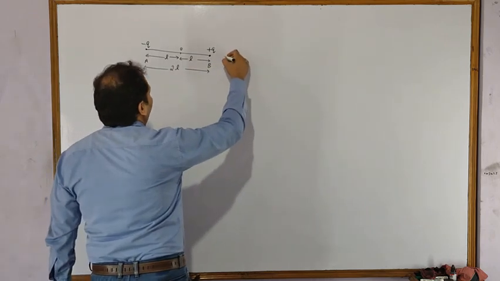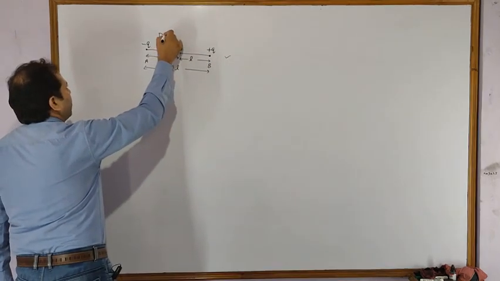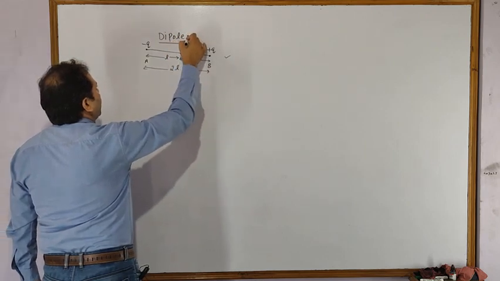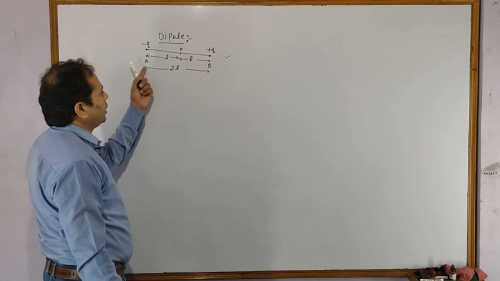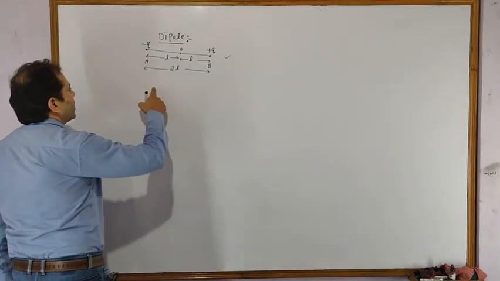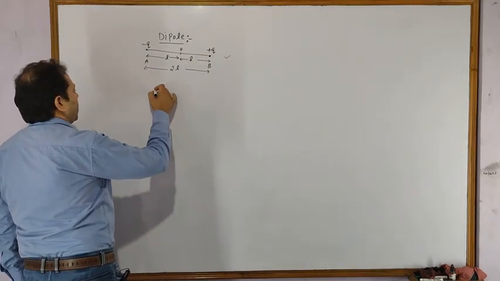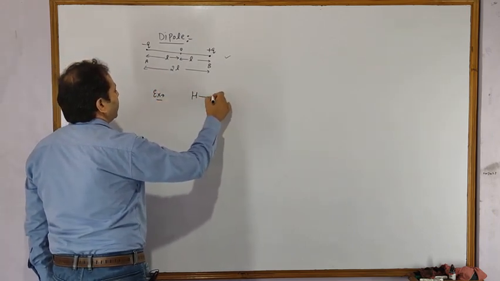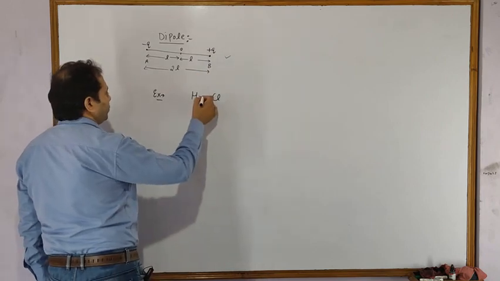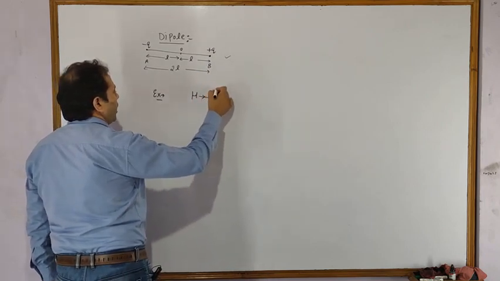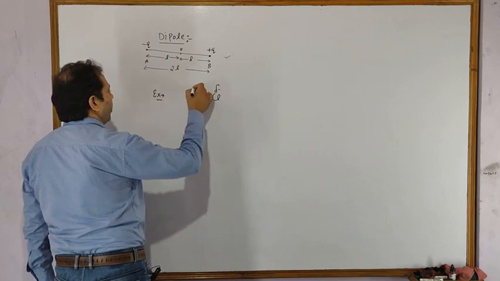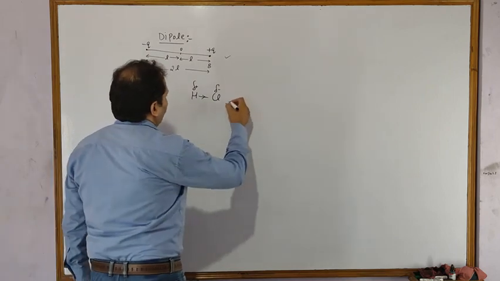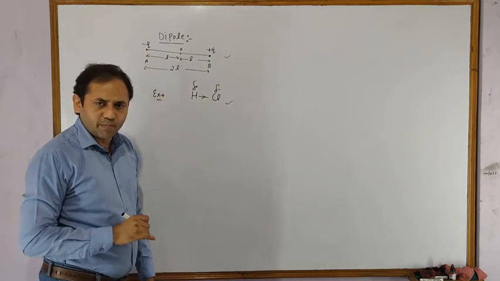So what is a dipole? A dipole is an instrument in which two equal and opposite charges are placed at a short distance. Let's take an example. The molecule of HCl, in which the partial negative charge at chlorine and partial positive charge at hydrogen makes an arrangement of an electric dipole.